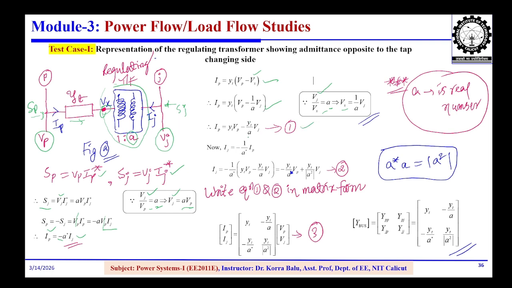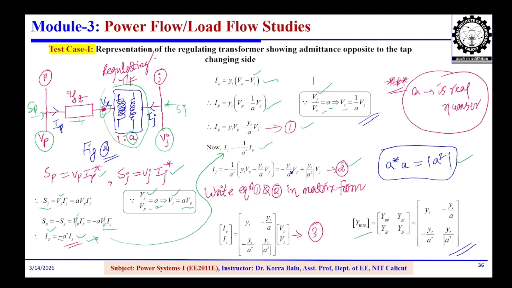Similarly, from this expression, Ij is equal to minus 1 by A conjugate into IP. Now substitute the value of IP, then you'll get the expression of Ij. Now represent equation 1 and equation 2 in the matrix form. IP Ij is equal to YT, minus YT by A, minus YT by A conjugate, YT by mod A square. When you multiply A conjugate into A, we get mod A square. Then this is the Y bus matrix of the transformer.